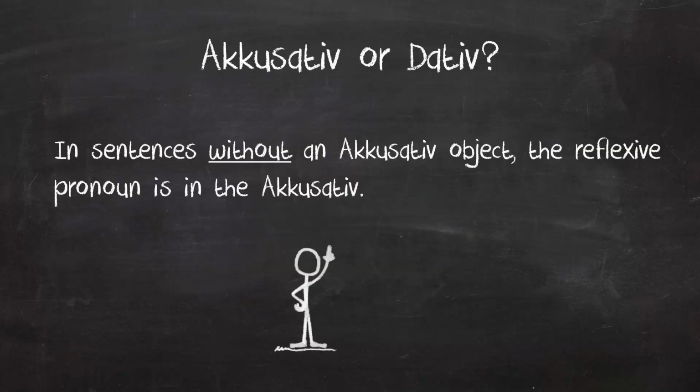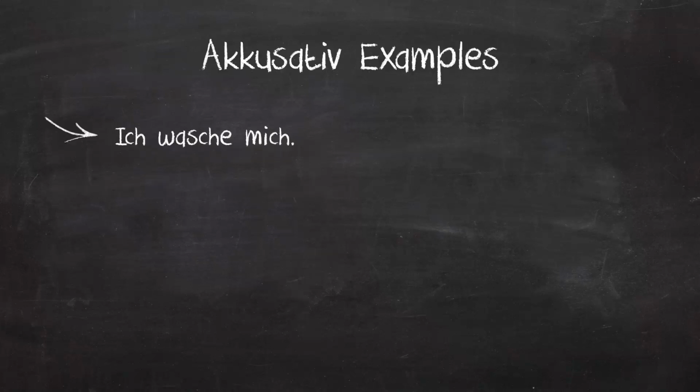Now, how do I know if I have to use the accusative or the dative form of the reflexive pronoun? Well, in sentences without an accusative object, the reflexive pronoun is in the accusative. Here are some examples. Ich wasche mich. I wash myself.